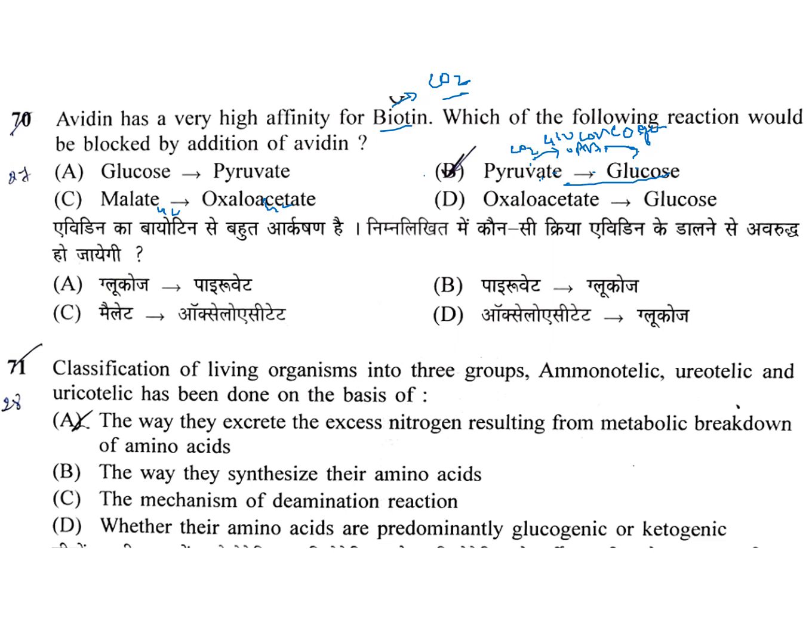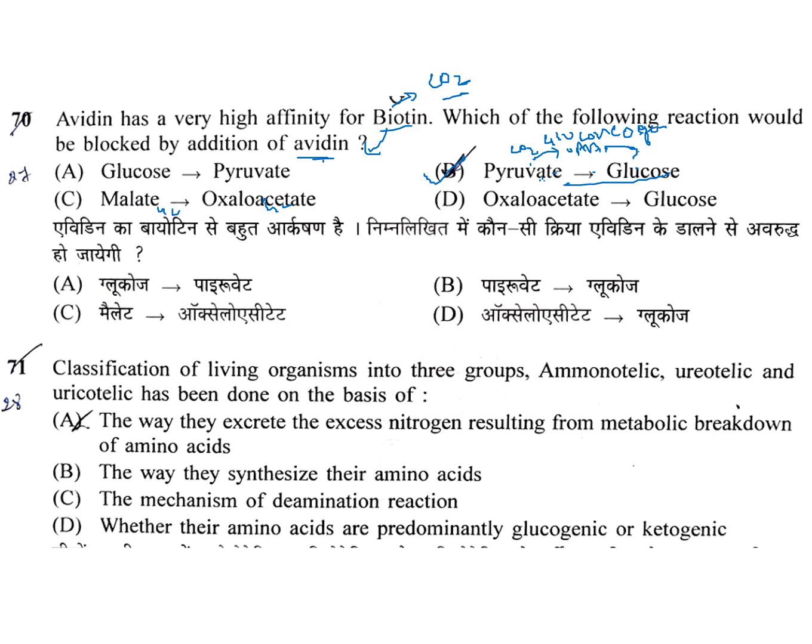So this reaction will be affected by the addition of avidin, because avidin will interact with biotin and capture it. So there will be a deficiency of biotin. In that case, the carboxylation reaction, which takes place during the pyruvate to glucose conversion, will be affected.